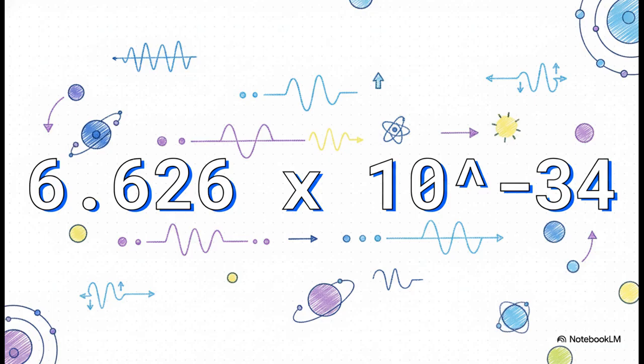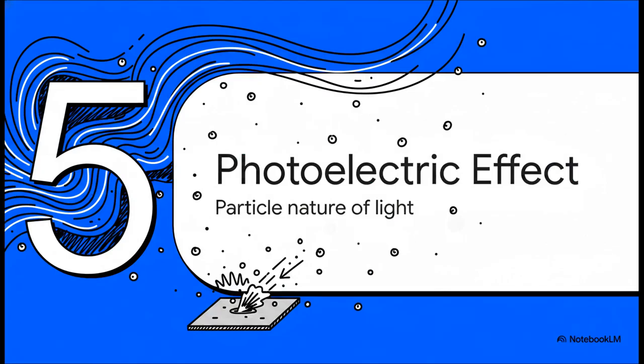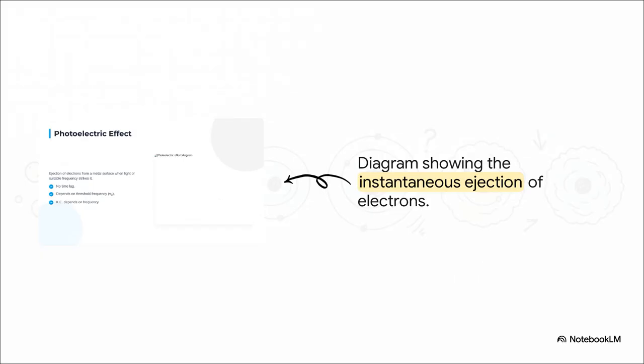It changed physics forever. Which brings us to Chapter 5, the photoelectric effect, the ultimate proof of the particle nature of light. So, the big debate. Is light a wave, or is it made of these photon particles? We needed solid, undeniable proof. Scientists set up this elegantly simple experiment. They shone a beam of light onto a piece of metal sitting in a vacuum tube. And what happened? Electrons were instantly kicked out of the metal. Instantaneously. I mean, absolute zero time lag.